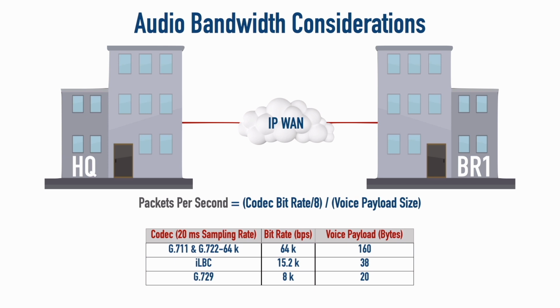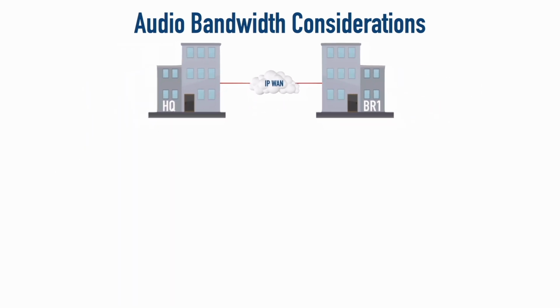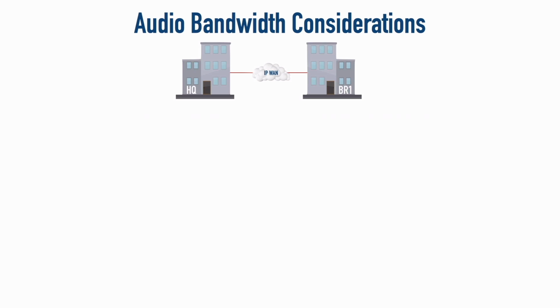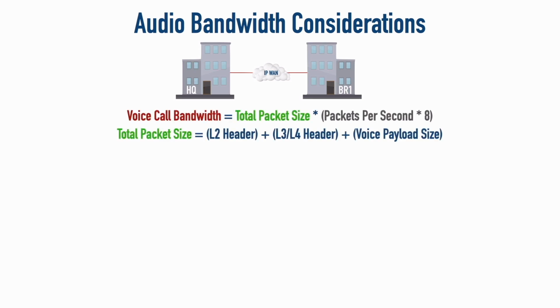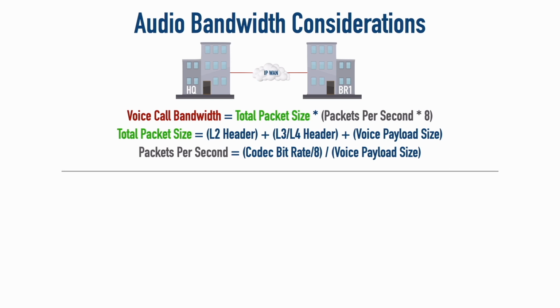Now that we know how to come up with all the different values for our formula, let's go through an example together. Here we're saying that the voice call bandwidth equals the total packet size multiplied by the packets per second times 8, because we're converting bytes to bits there. In this example, let's assume we're using the G.711 codec and we're doing it over Ethernet.